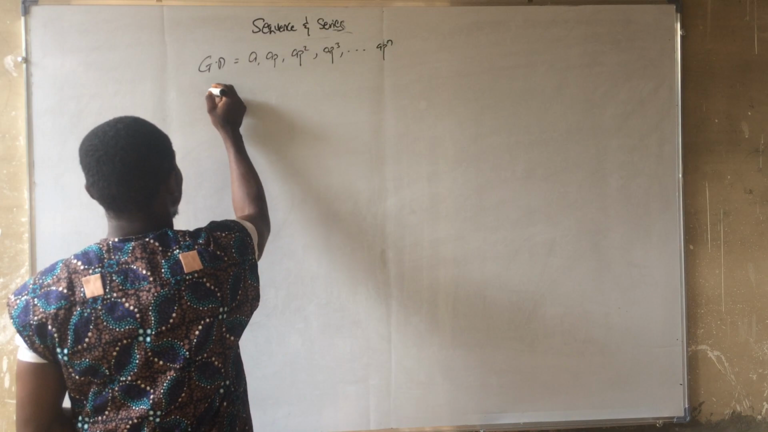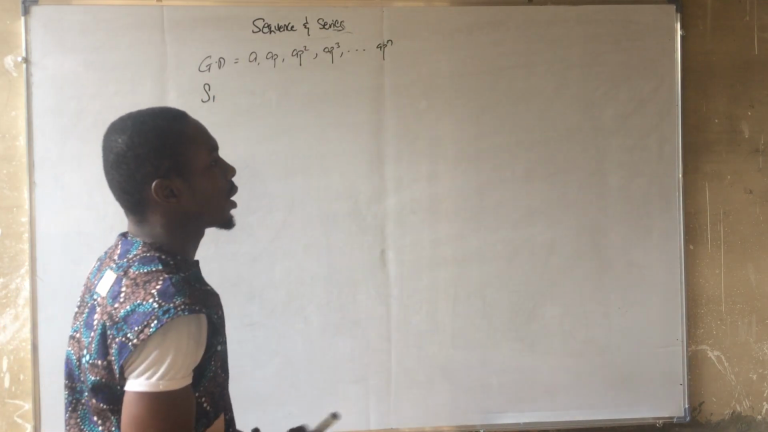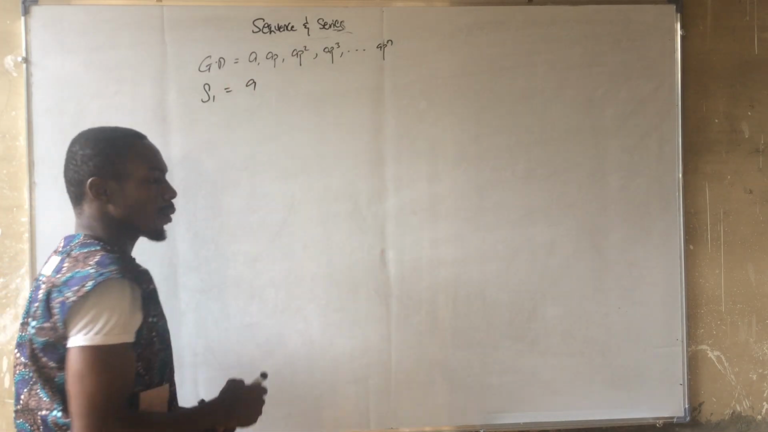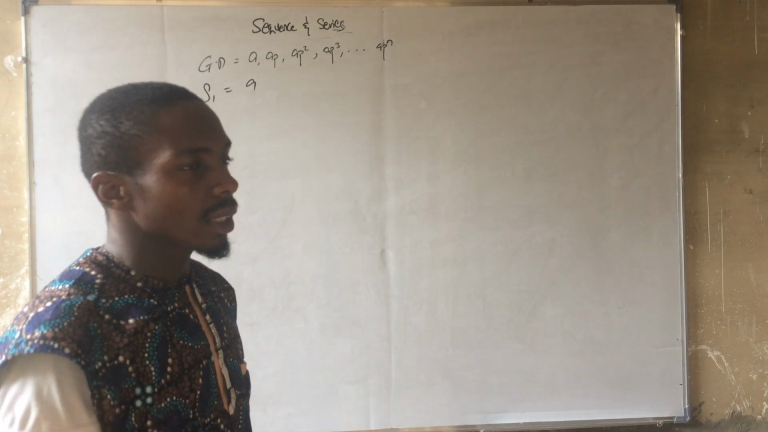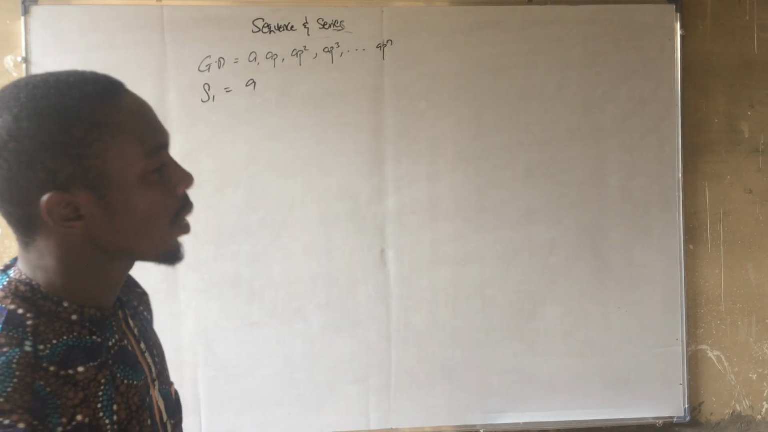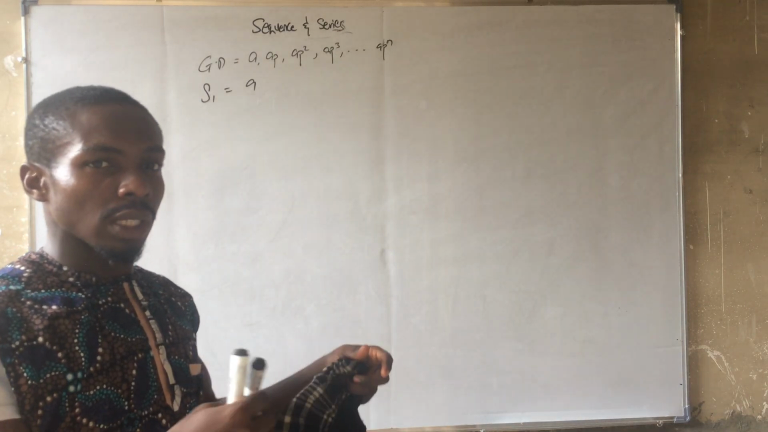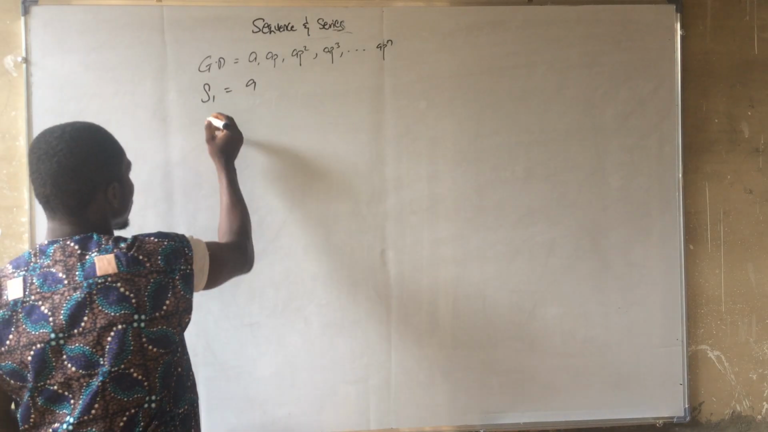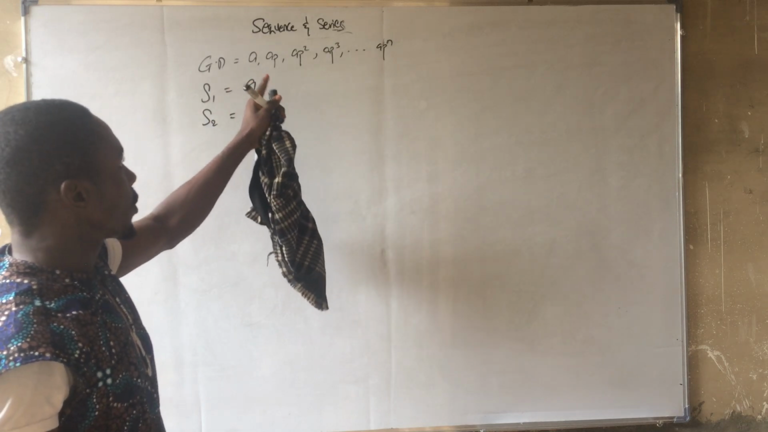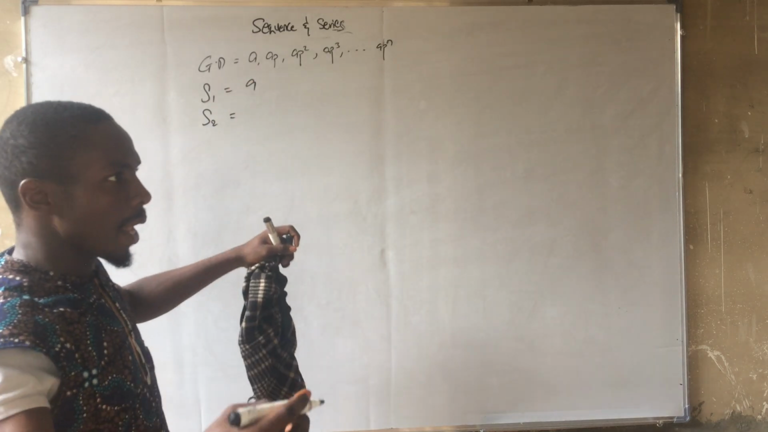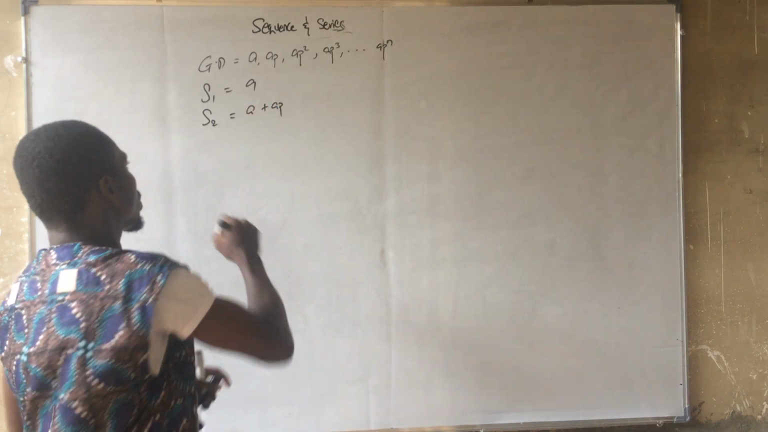So now let's say we want to find the sum of the first term of a geometric progression that goes this way. The sum of the first term is A, because A plus nothing is A. So we go back to the sum of the first two terms. What are the first two terms in this sequence? It is A and AP. So their sum is A plus AP.